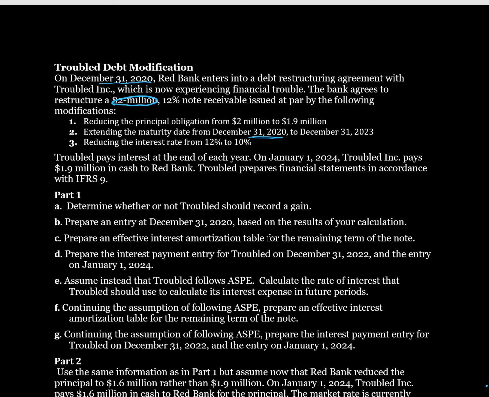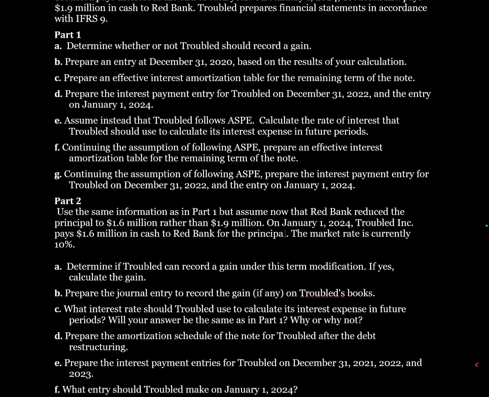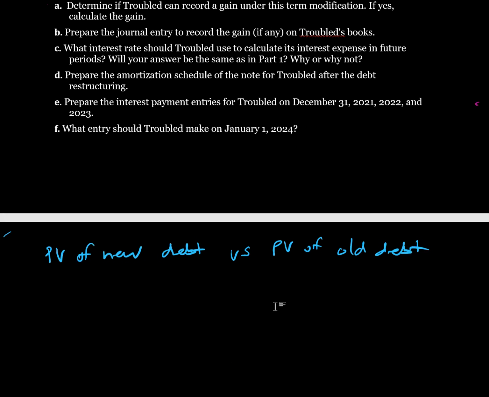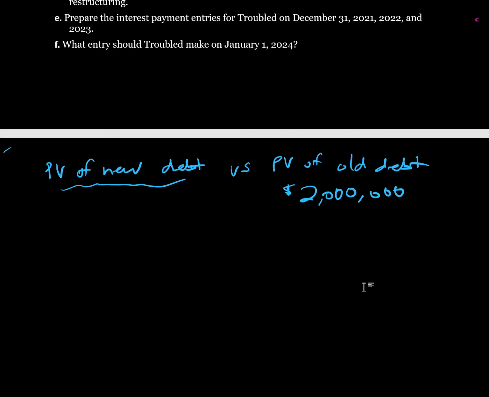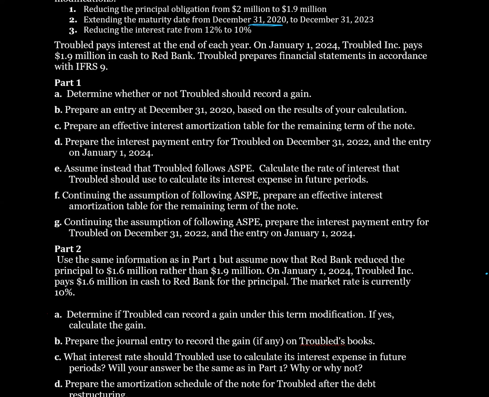So what that means is that the present value of this $2 million note is $2 million, because we know that the debt has to be recorded at the present value on the statement of financial position at maturity, and it's maturity right now. So we know that that's $2 million, but we don't know this yet. So let's calculate the present value of the new debt. So what do we know about the new debt? Let's take a look up here.